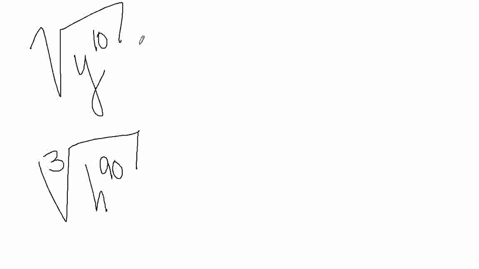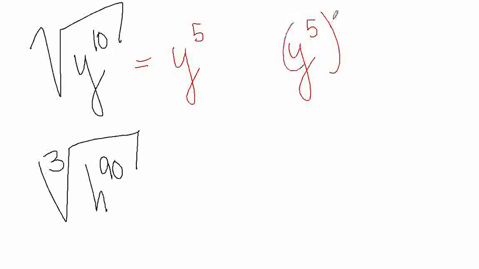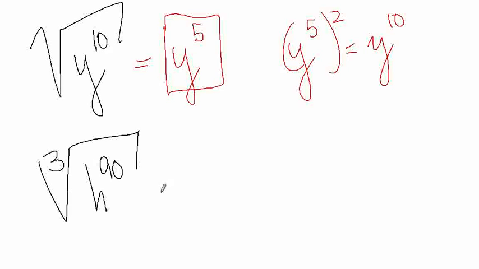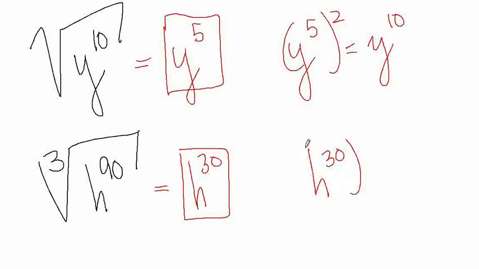Okay, I'll go ahead and do both of these. So the first one is y to the 5, because y to the 5 squared is equal to y to the 10. Okay, and the last one is h to the 30th power, because h to the 30th power cubed is equal to h to the 90.